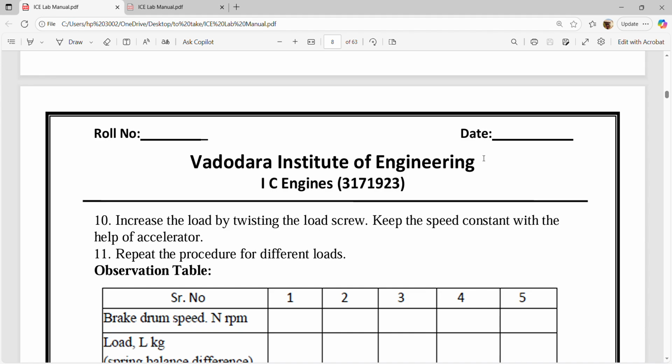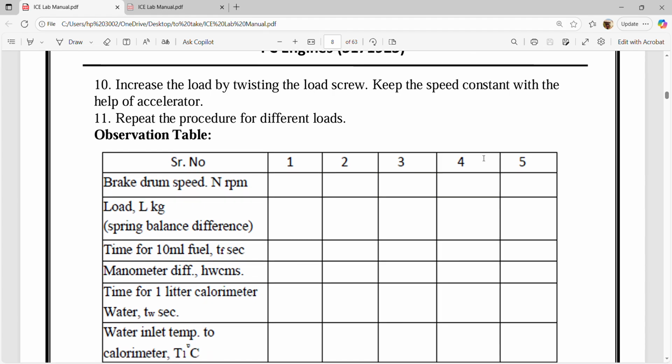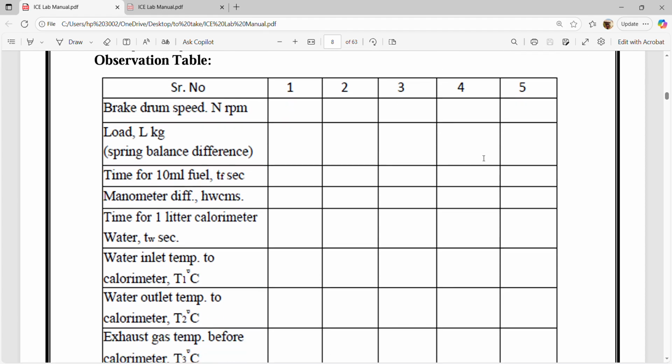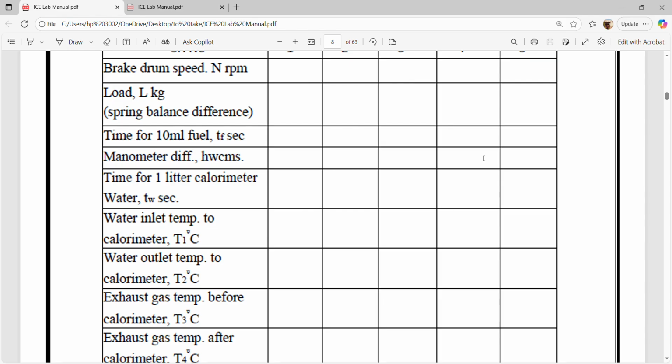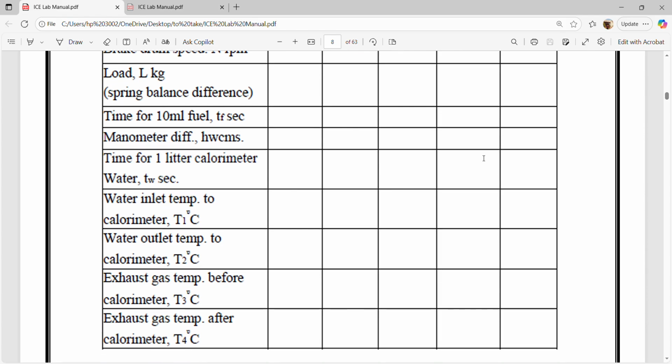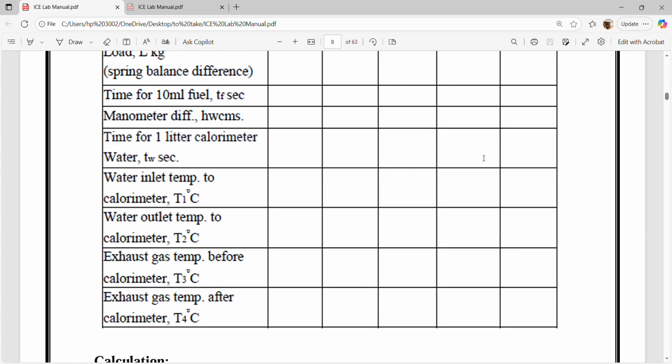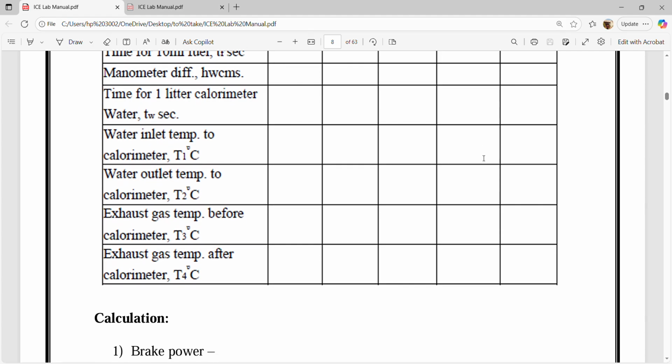So here the observation table is provided. We have to note 5 readings. The first is brake drum speed, that is RPM, load in kg, time for 10 ml fuel, manometer difference, time for 1 liter calorimeter, water inlet temperature to calorimeter, water outlet temperature to calorimeter, that is T2, exhaust gas temperature before calorimeter and exhaust gas temperature after calorimeter.